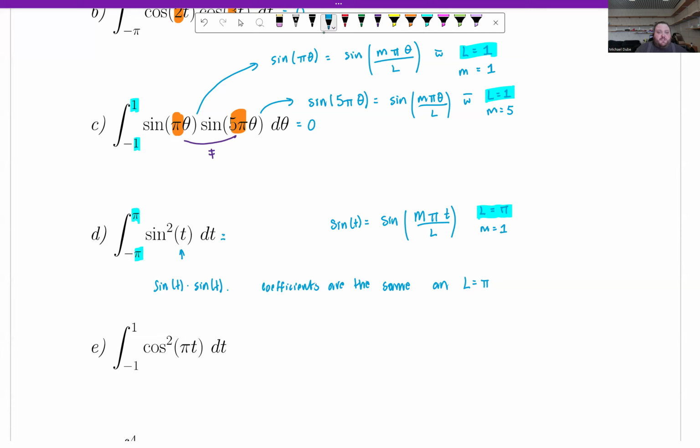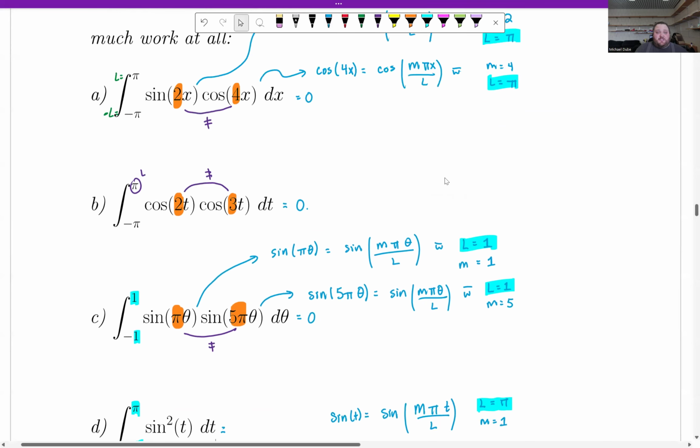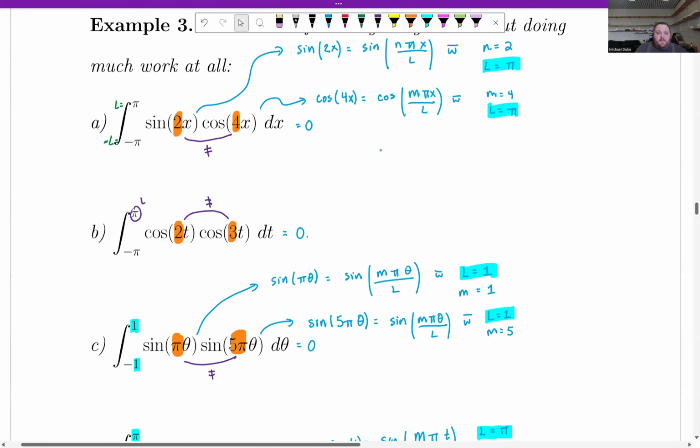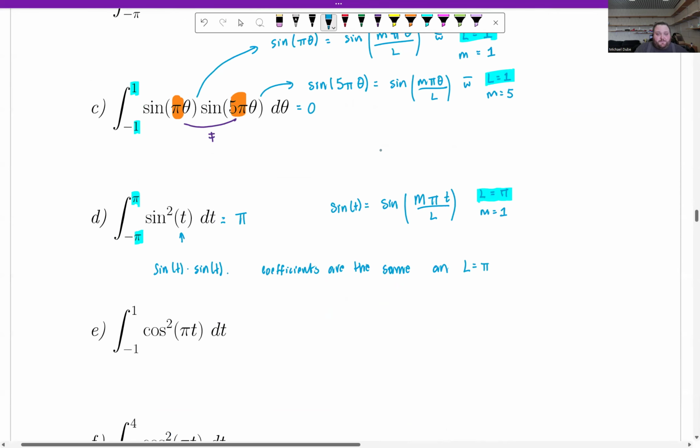And so this will equal the integral of sine squared t dt. So we have sine times sine, but we have our m and n being the same. So let's go back up here. We see when they're the same that this evaluates out to L, right? Okay, so that's just whatever our L value would be. And so this will be pi, okay? And this is half of the period. Okay, so it evaluates to half of the period.